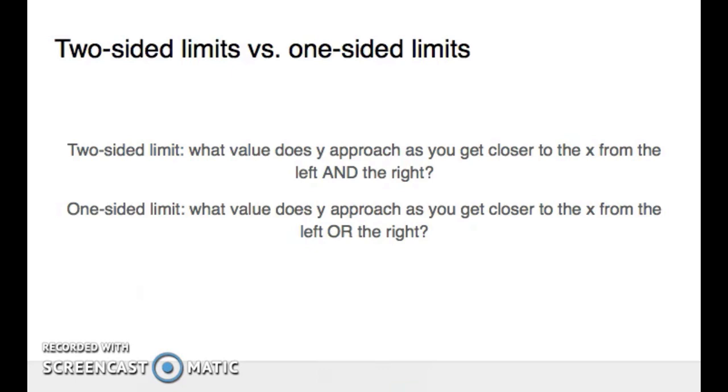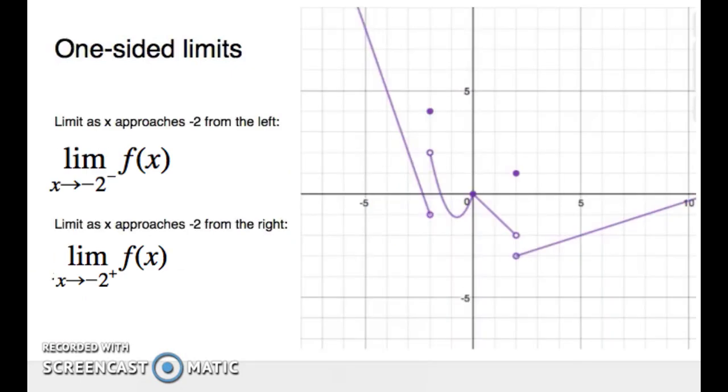So up to this point, I've been saying, hey, a two-sided limit, what is the y value that the function approaches as x gets close to a number from the left and the right? So you have to look at it from both sides. A one-sided limit is what the y value approaches as you get closer to the x from the left or the right, not both.